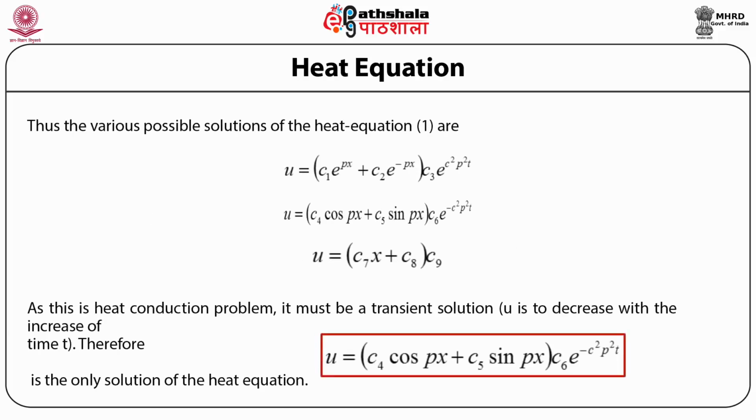We are going to see the solution of the heat equation for the various conditions of constant k or p squared given in the previous slides. We can have different solutions, and it is going to be dependent on the boundary conditions.